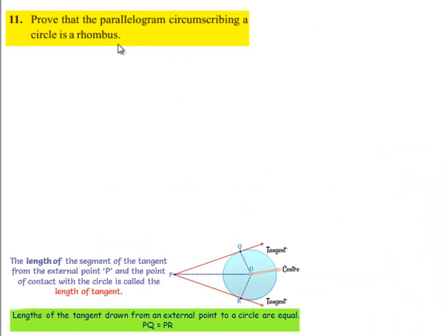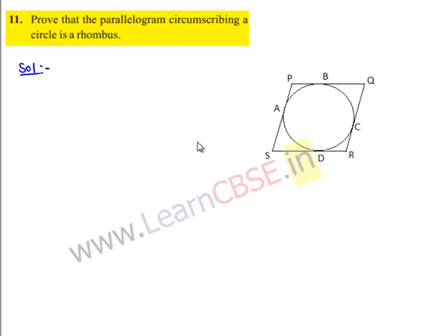Moving on to the 11th question. Prove that a parallelogram circumscribing a circle is a rhombus. Now moving on to the solution. Let us consider a parallelogram PQRS circumscribing a circle as shown in the figure. And here the circle is intersecting the parallelogram at 4 points, that is A, B, C, D respectively.